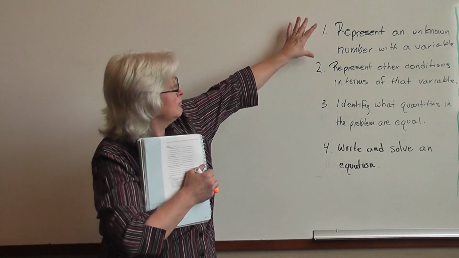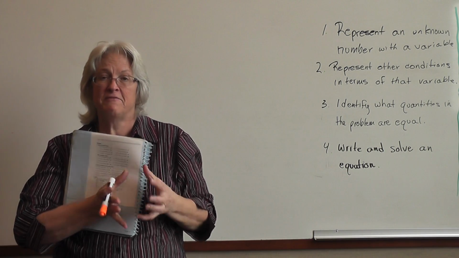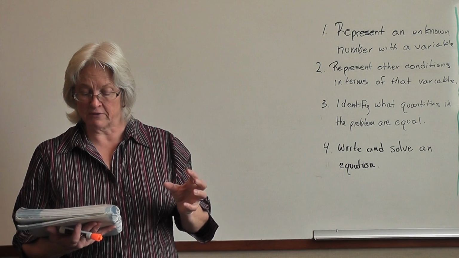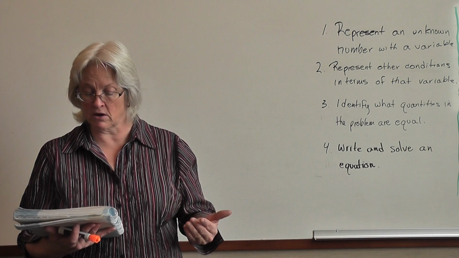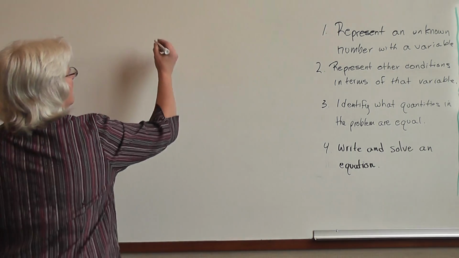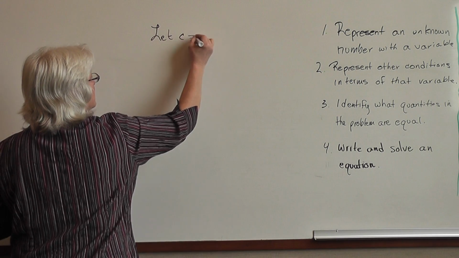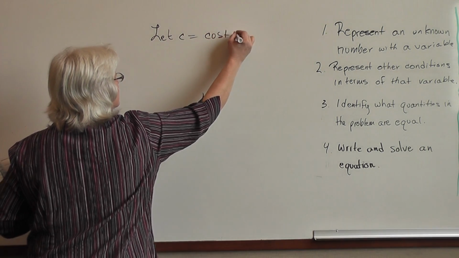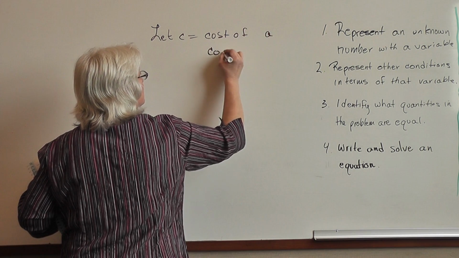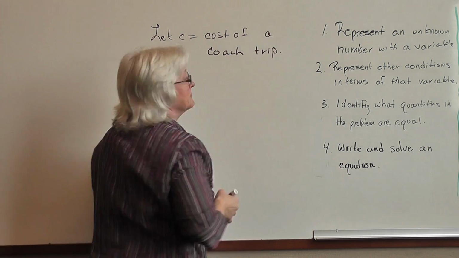So if we're going to represent an unknown number with a variable, that's the one that is at the very most basic part. That's what you're trying to find. So what are they asking? They say, what is the cost of a coach ticket? So let's just have our variable C be the cost of a coach ticket. That's what we're trying to find. That's what our variable will be.